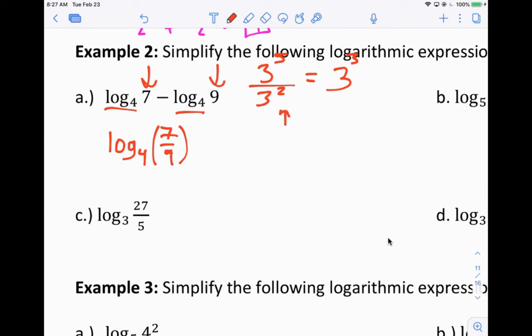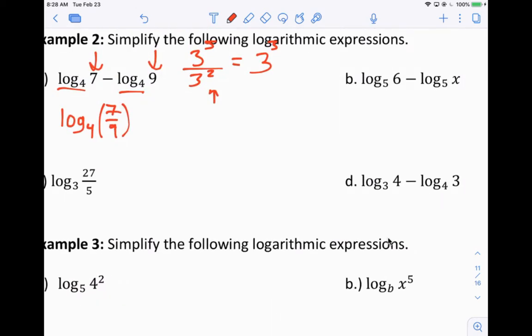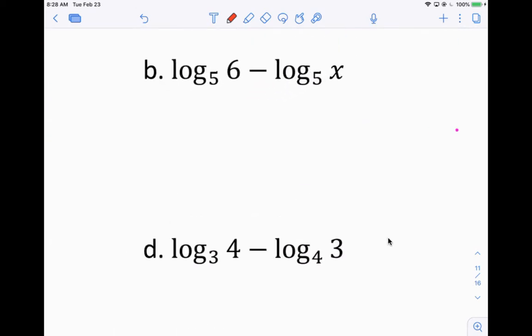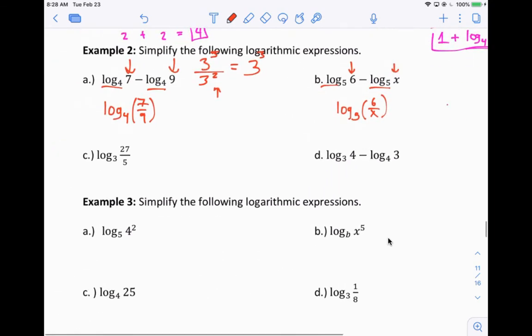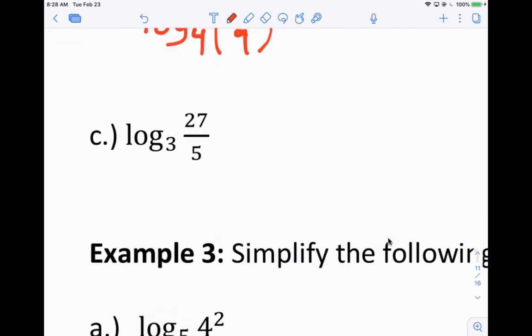You don't subtract 3 minus 3 to get 0 to the 3rd, right? You leave the log alone in the same case, same idea. And that would be our simplification. Look at it again over here. You've got log 5 in both cases. They're being subtracted, so we can squish them to 1 log, and their arguments will be divided, 6 over x. There we go. Cool. You could also reverse this process, right?